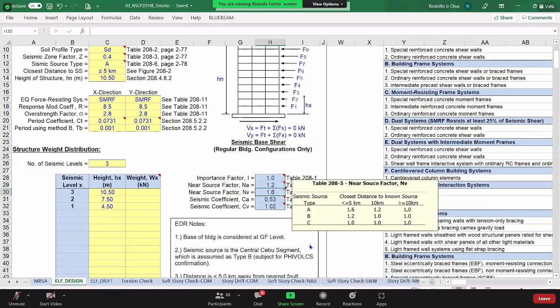Let's go to NV. So this is another near source factor. Type A, again, we're using type A, and then the closest distance is less than 5 kilometers. So according to the table in NSCP, the NV factor is 1.6.